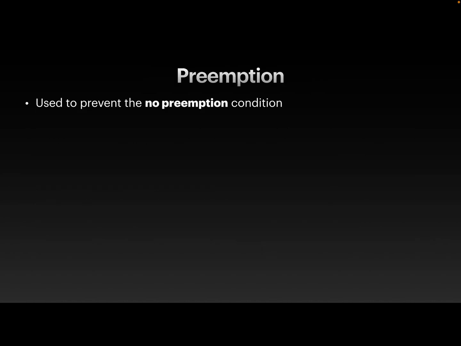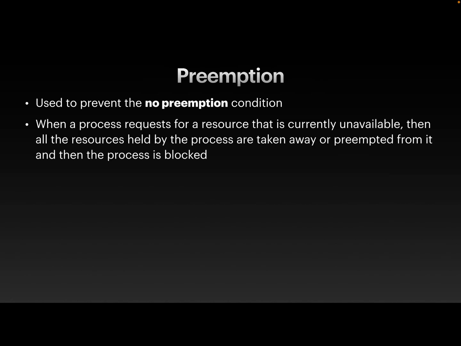Preemption. This request is used to prevent the no preemption condition. When a process requests for a resource that is currently unavailable, then all the resources held by the process are taken away or preempted from it, and then the process is blocked.